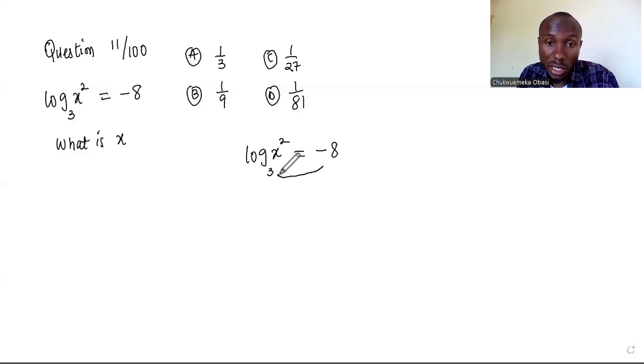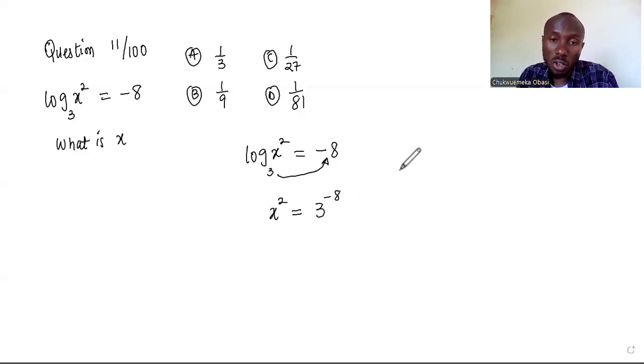This 3 will take the resultant as its power, and you equate it to the input. So that means this is going to be like x squared is equal to 3 to the minus 8. I hope you remember the concept. To get rid of the logarithm, the base is going to take the resultant as its power.